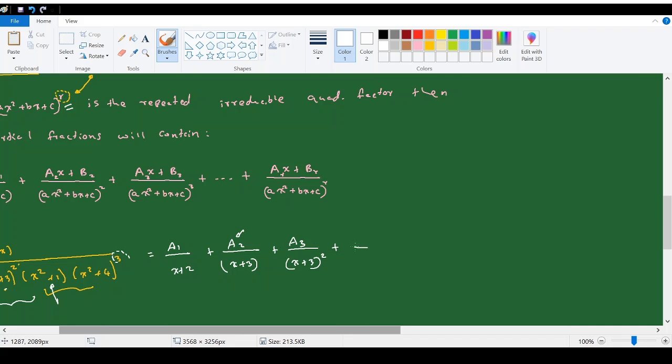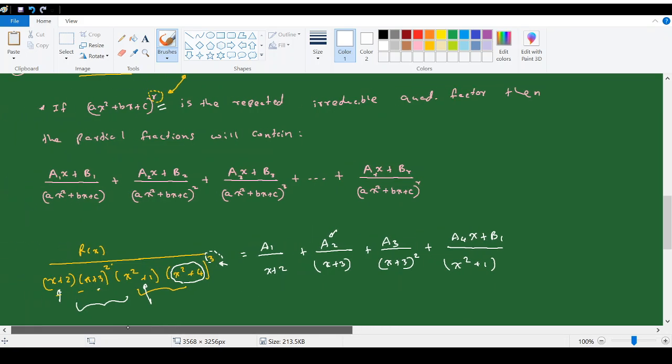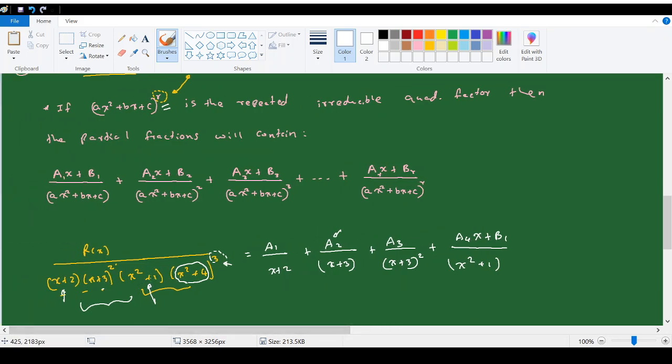So since it is non-repeated, it is x squared plus 1, and we allocate a first degree polynomial, right? And then this is also an irreducible quadratic factor but repeated, right? So how do we handle that one? It is almost the same as in the case of repeated linear factors: if it is repeated r times, then we start from 1 and go up to r.